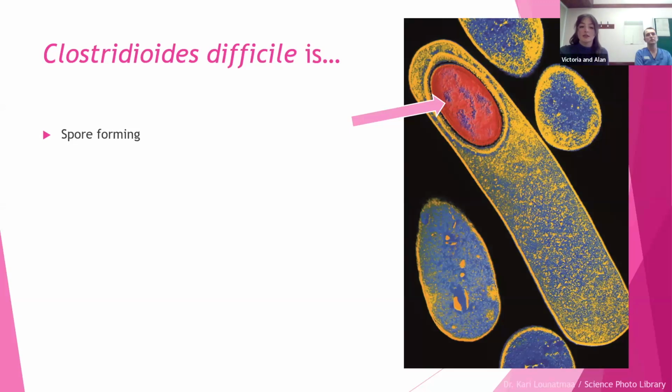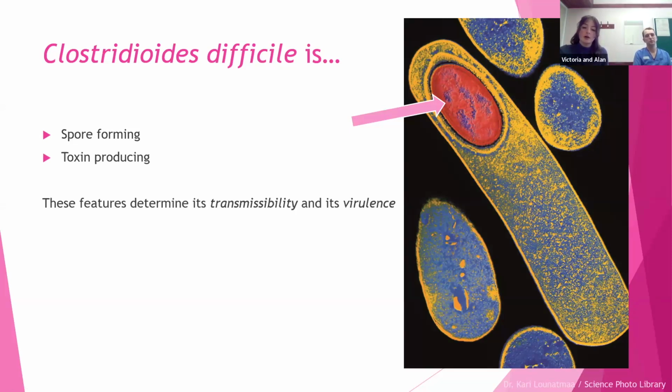The first is that C. diff has the ability to form spores. You can see in this electron micrograph the bacterium, and this red blob in the middle is a spore. Essentially, spores are a copy of that bacteria which persists in the environment. It's really hard to kill, and it's those spores which are infective to the next host. C. diff is also a toxin-producing bacteria, and I'm going to talk more about that later, but it's these two features together that determine both the transmissibility and the virulence of this bug.